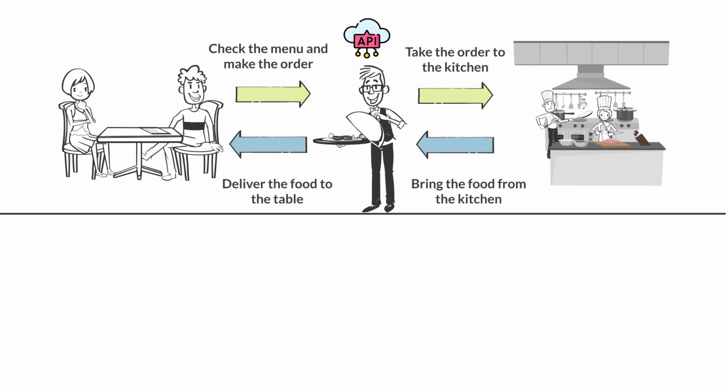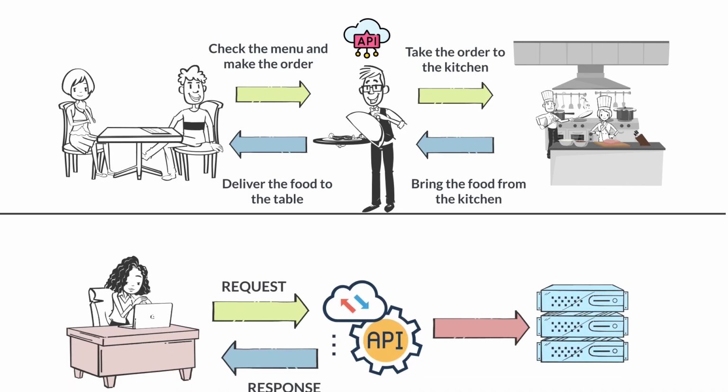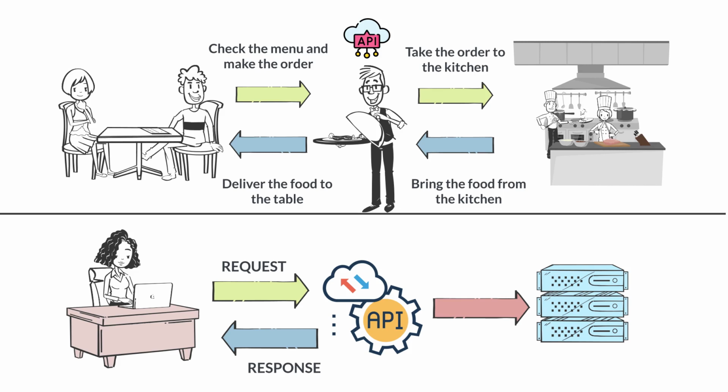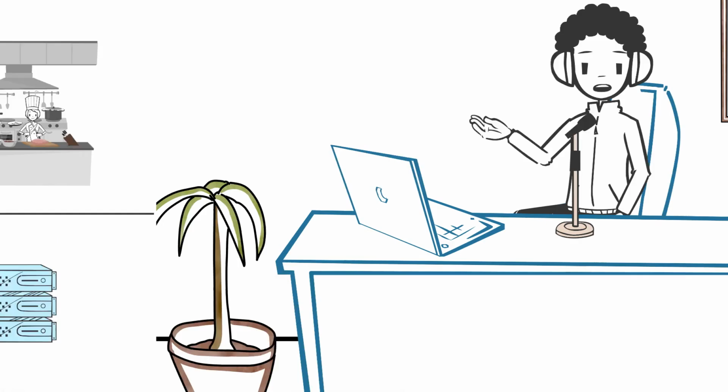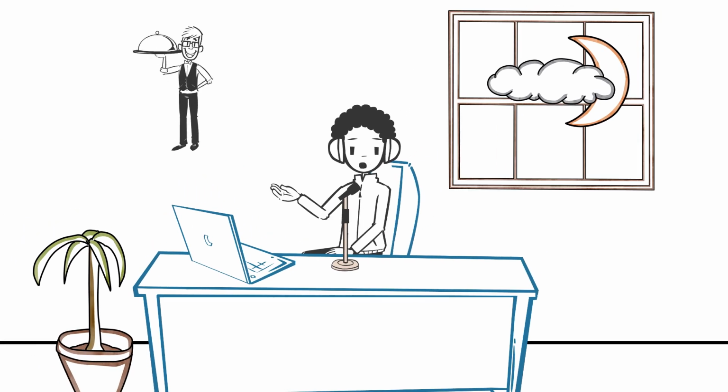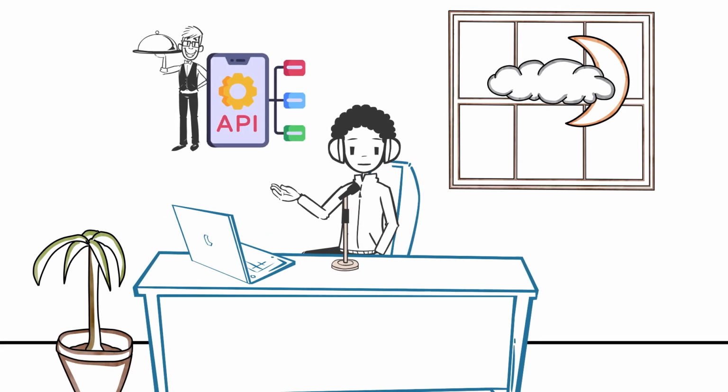So in the digital world, an API is like the helpful waiter. It takes your request, talks to the computer system, as in our case the kitchen, and brings you the result you ask for, whether it's information, pictures, or anything else you want. Just like you'd rely on a waiter to get your food, you can rely on an API to get things done in the digital world. It's all about making things easier and more convenient for you.